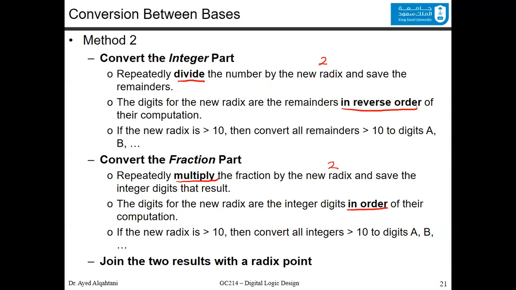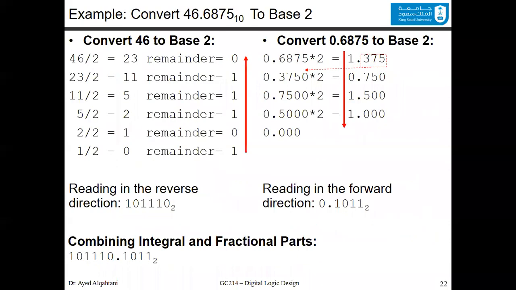So to summarize this method, you convert the integer part by dividing by 2 and record the remainder in a reverse order. To convert the fraction part, you multiply it by 2 and record the integer digits in order to get the fraction part. To explain this, I'll show it to you in an example. So let's say you have this number, 46.6875. This is in decimal. And you want to convert it to binary or base 2.